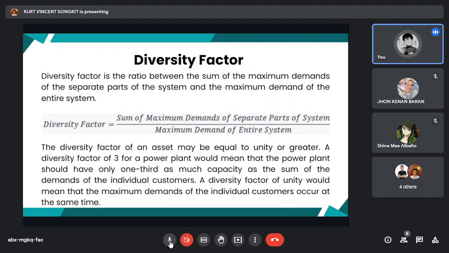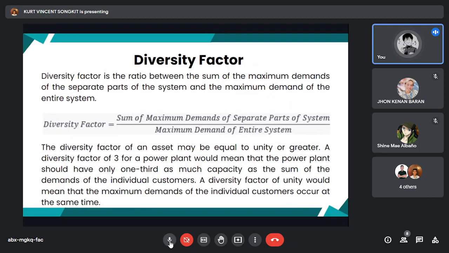Diversity factor of an asset may be equal to unity or greater. Unity means 1. So, diversity factor will always be 1 or greater. A diversity factor of 3 for a power plant would mean that the power plant should have only 1/3 as much capacity as the sum of the demands of the individual customers. A diversity factor of unity would mean that the maximum demands of the individual customers occur at the same time.